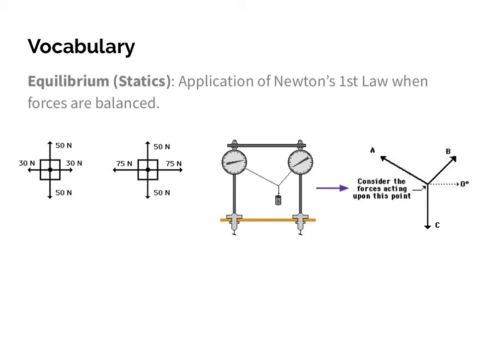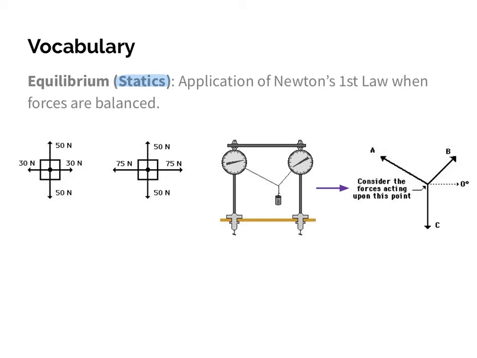So take, for example, these two diagrams. This would be a case of equilibrium because I have all my forces, 50 up, 50 down, 30 right, 30 left, they're all balanced. Same thing here, 50 up, 50 down, 75 right, 75 left, again, they're all balanced. So that would be a case of equilibrium. Specifically, the branch of physics that deals with what's called statics is analyzing the forces acting on stationary objects. Statics just simply means stationary, okay, where everything is balanced again.